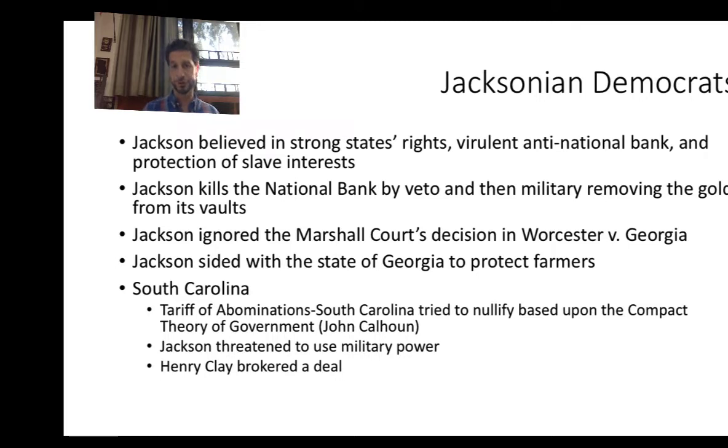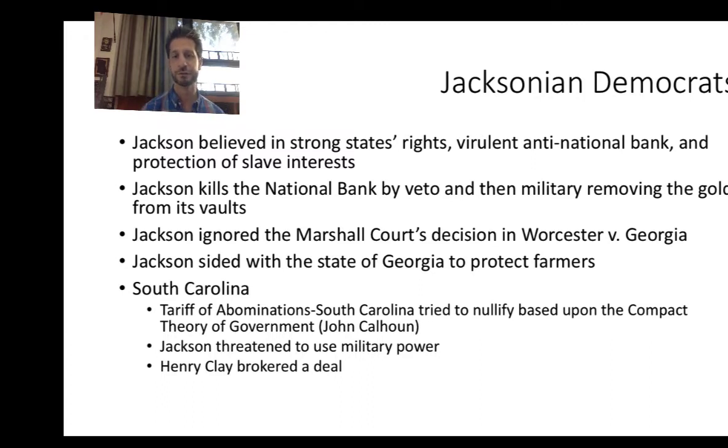Jacksonians believed in strong states' rights. They were virulently against the national bank, and they believed in protecting slave interests. Just to give you an example, Jackson ran off of the idea that the national bank was sort of like an octopus that was out basically conquering the country. And what he eventually did was he just vetoed the national bank. When the national bank had to be rechartered every 10 years, and it was brought up for him after this 10-year period, he just vetoed it.